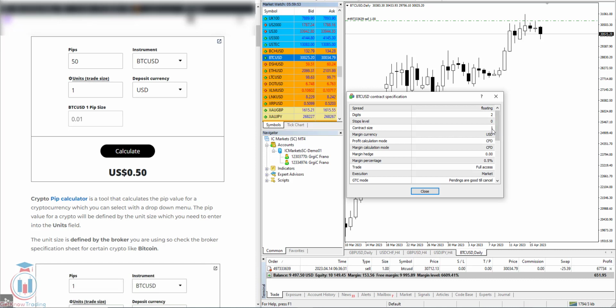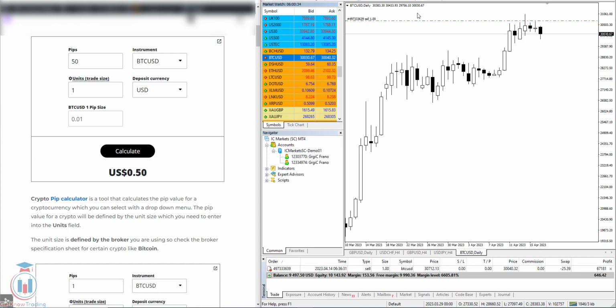So if I have here number 1, that means I need to put number 1 here in the pip calculator, and that represents how many units of base currency one standard lot has. So in this case, one standard lot has 1 Bitcoin, because in Bitcoin against the US dollar, Bitcoin is the base currency. So this is very important. The next thing that is important for you is the minimum and the maximum volume. For example, the minimum volume is 0.01, the maximum volume is 10, and the volume step is 0.01.